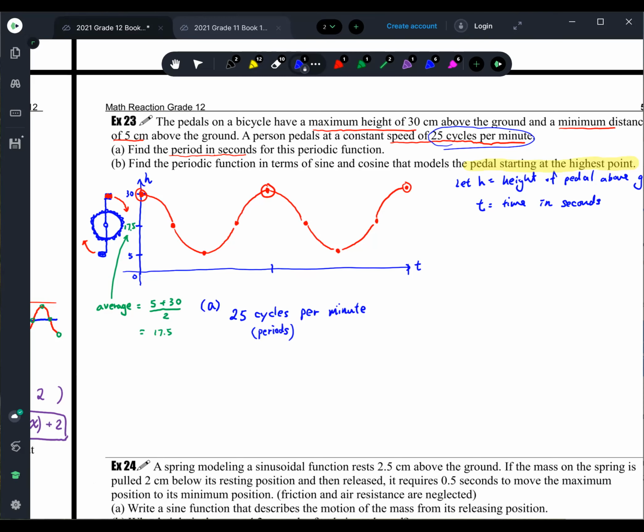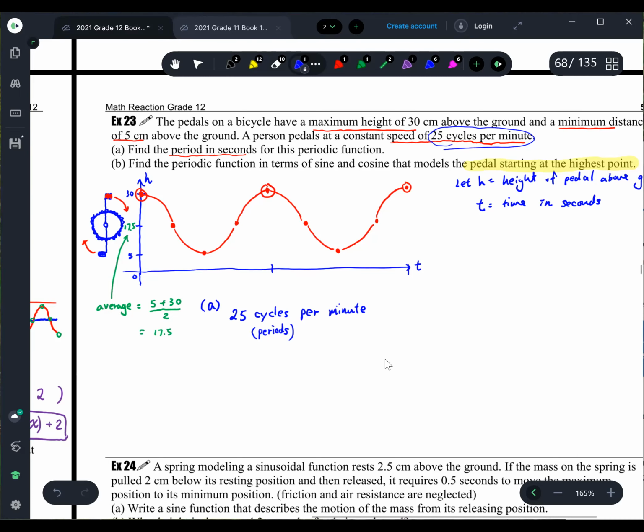So we want to find the time for 1 cycle, okay? How much time does it take to make 1 cycle? You think about this one. If you have the answer, you can raise your hand. It's going to be seconds, right? Because in 1 minute, it can circle 25 times. So how much time does it take for 1 cycle?